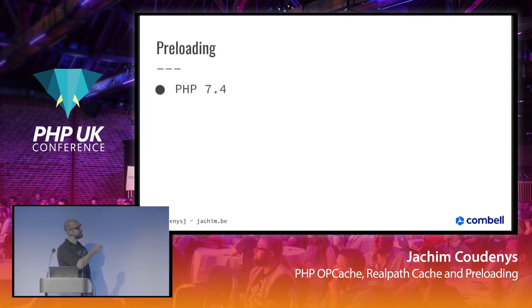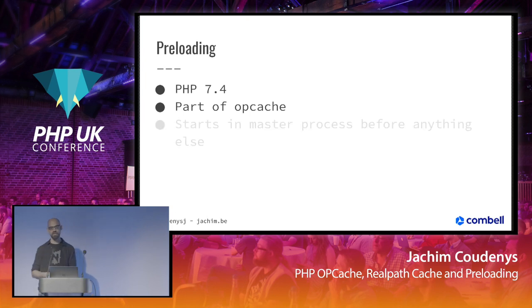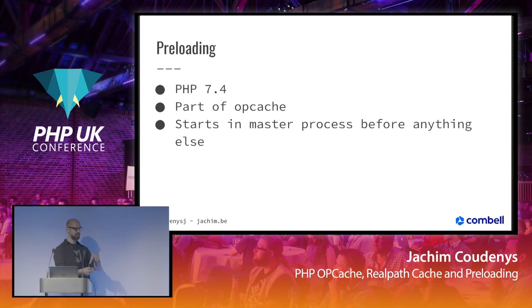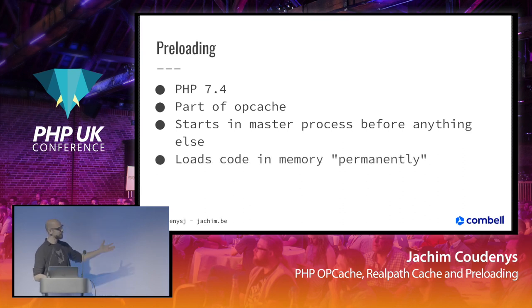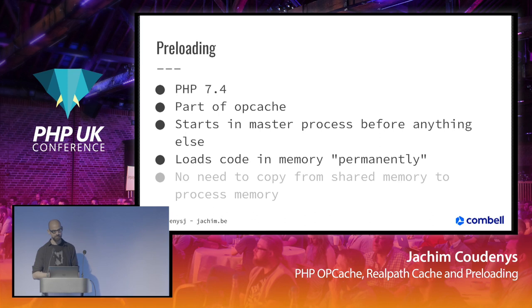If we look at preloading, it is part of the opcache because it is just an optimized way of storing those opcodes. And what it basically does, if you start an FPM server and you have preloading configured, before accepting any requests, it will preload your application in a way that you want it to be preloaded. So this loads the code into memory permanently. So we don't have any overhead of copying it from the shared memory to the process memory and then doing stuff with it.